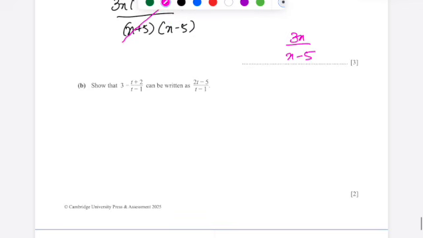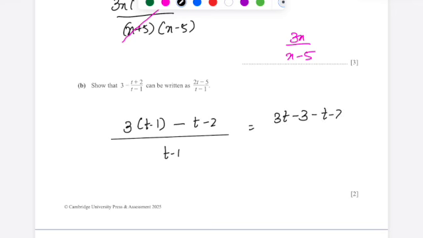Then show that this can be written like this. So I'm going to take the common denominator as t minus 1. 3 times t minus 1 minus t minus 2, which is 3t minus 3 minus t minus 2, divided by t minus 1. So which is going to be 2t minus 5 by t minus 1.